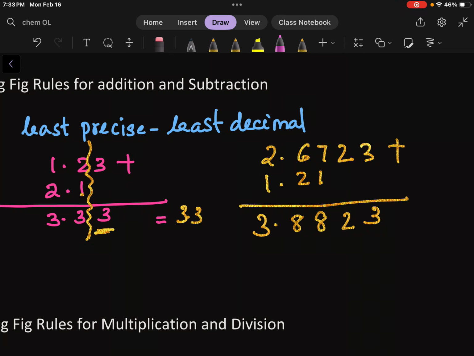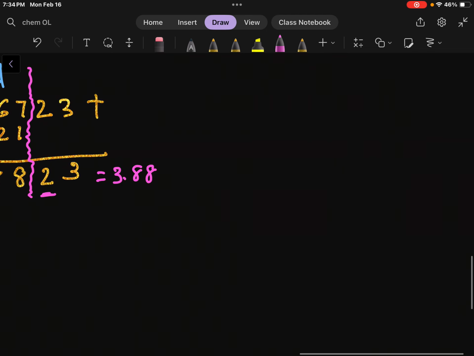The second number has 2 decimal places, that is the least decimal place. So your answer needs to be rounded here. This next number is 2, so we don't need to round that up. So your final answer is what? 3.88.